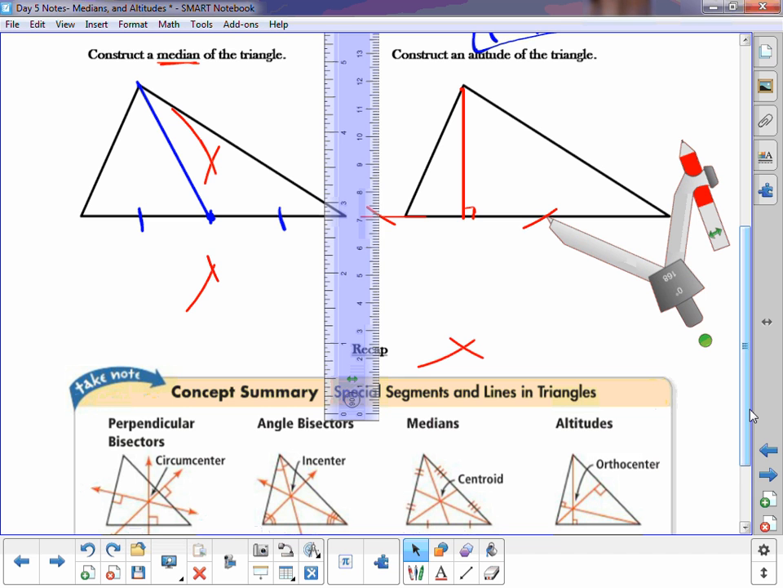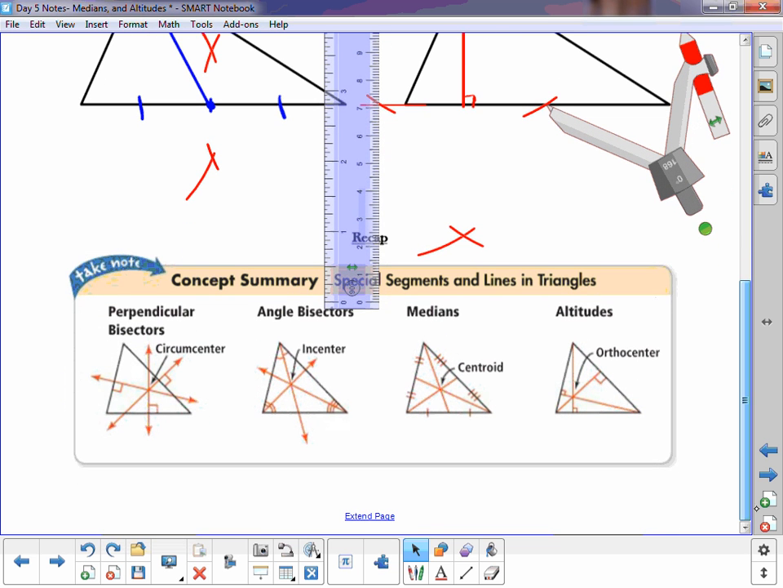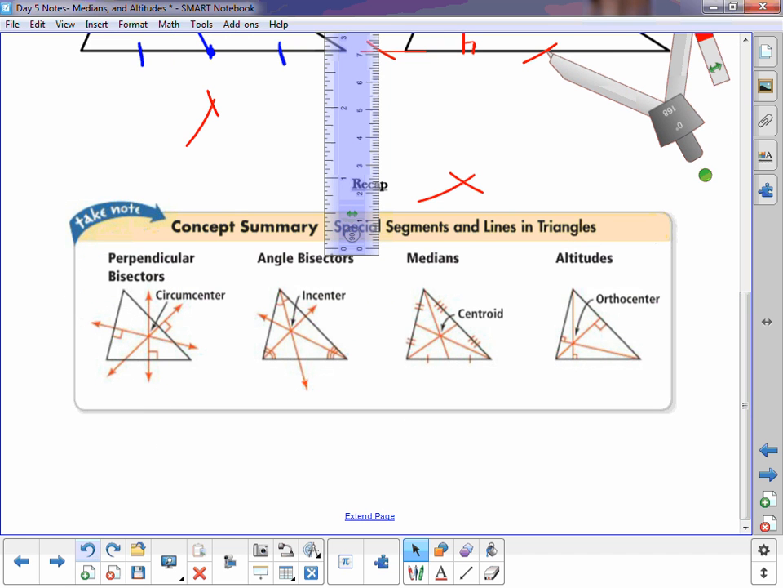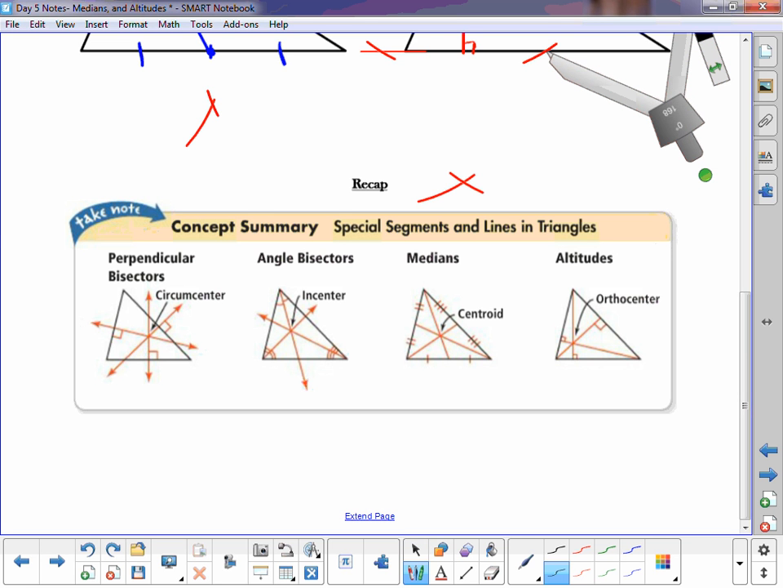Okay. So let's go take a look at this chart here at the bottom. This is pretty much just summarizing what we've done the last couple of days. Alright, so last class we learned about perpendicular bisectors and angle bisectors. Today was medians and altitudes. So let's just go and write in some information here.